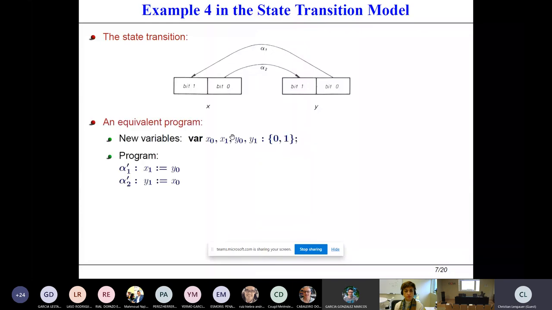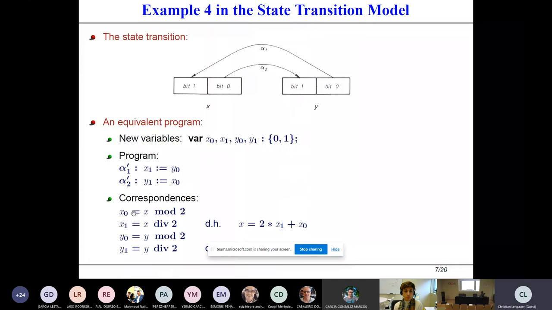The programs look like this. Here are the 4 variables that are now binary only and not 4-valued. Here are the 2 assignments that these arrows signify. And this program has the same meaning, semantically equivalent to the program on the page before with 2 variables that are 4-valued. And that the two have the same semantics can be made specific formally by providing correspondences between the values of the variables of one program and the variables of the other program. So these 4 variables have the values like this in terms of the 2 variables x and y, and vice versa, x has this value in terms of x1 and x0, and y similarly of y1 and y0.